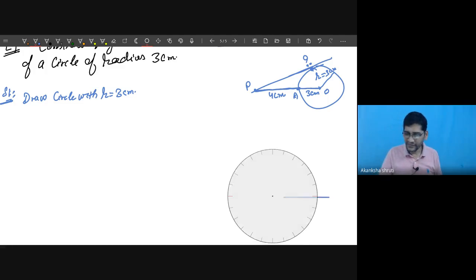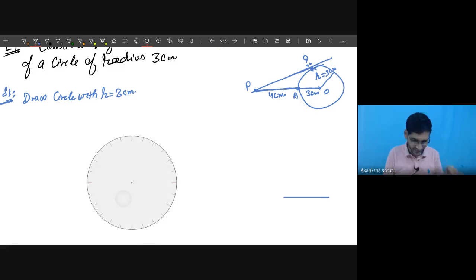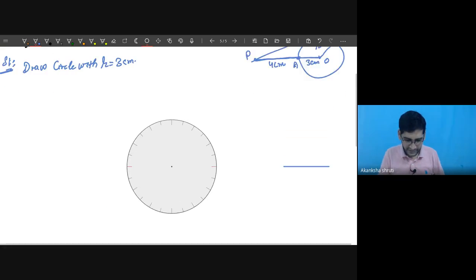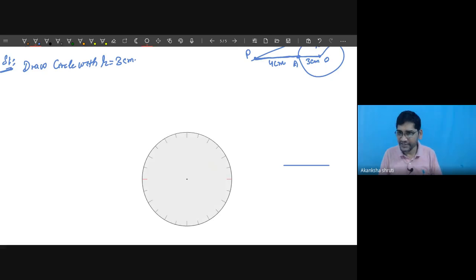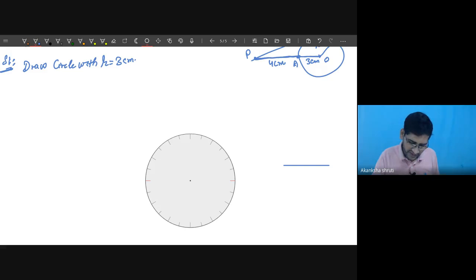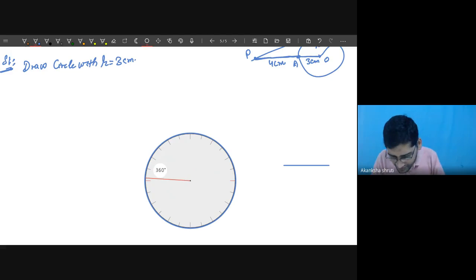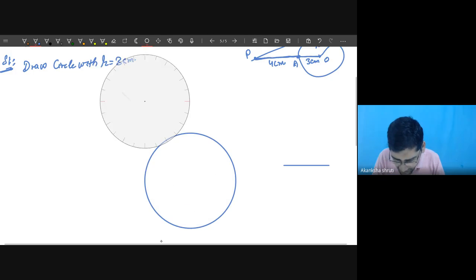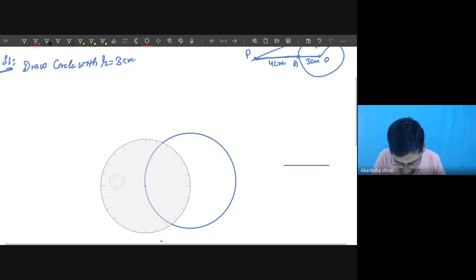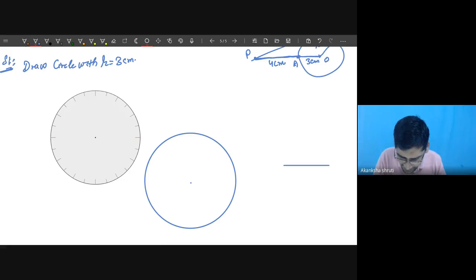Okay, student, it is this. So I am taking this circle. This is the circle of radius 3 centimeter. Keep more space on the left or right from where you can take the 4 centimeter and draw the segment bisector. So this is the circle with the center. This is my center. Okay, student, this I have drawn.